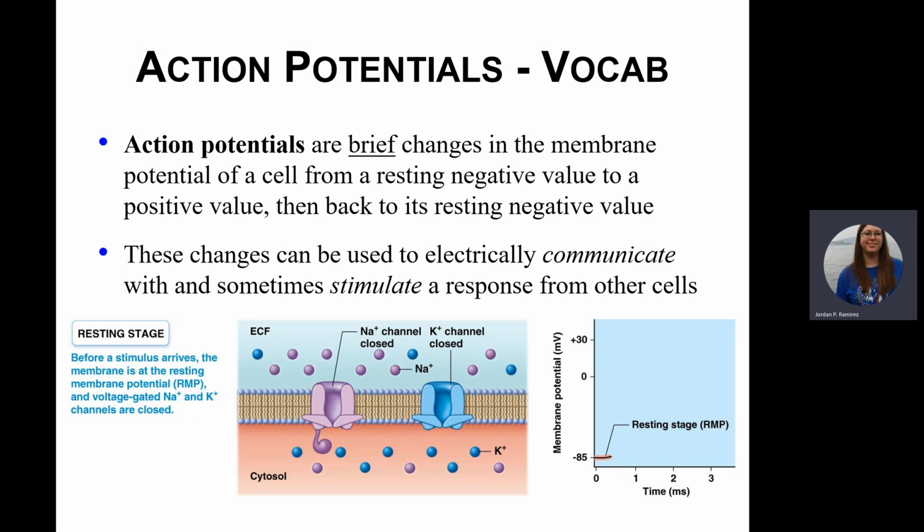All right, more definitions here, but you do need to know this definition. Action potentials are brief changes in the membrane potential of a cell from a resting negative value to a positive value, and then back to its resting negative value. These changes can be used to electrically communicate with and sometimes stimulate a response from other cells. Essentially, we're going to go from negative 85 millivolts, our resting membrane potential, all the way up to plus 30, and then all the way back down to negative 85. That's what it's talking about here.